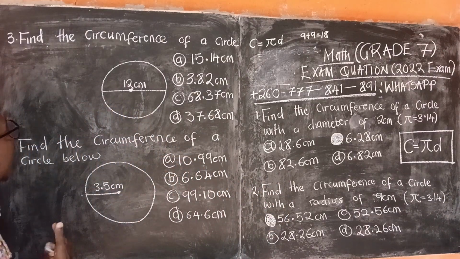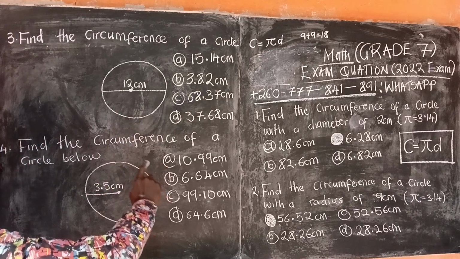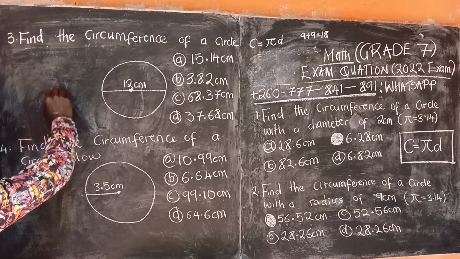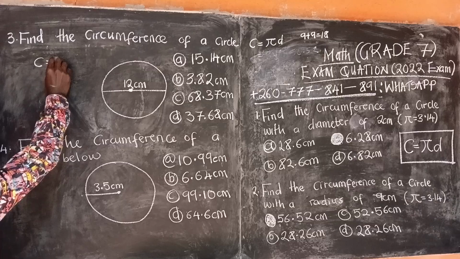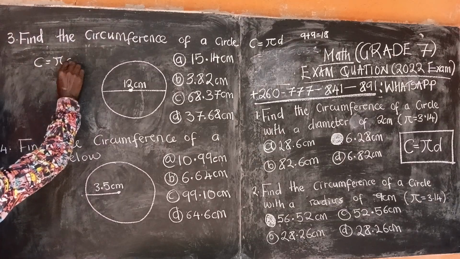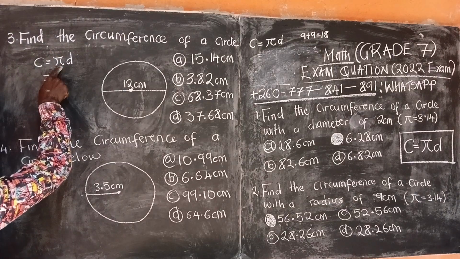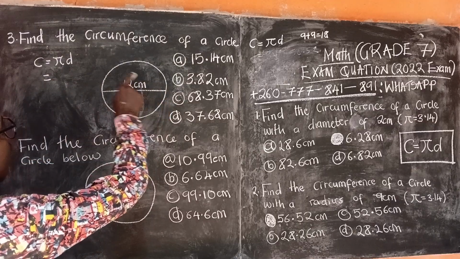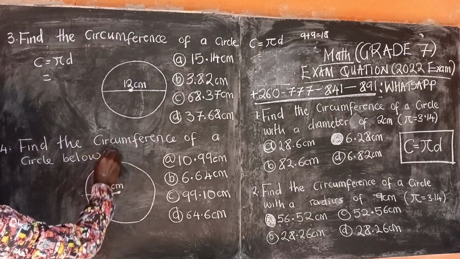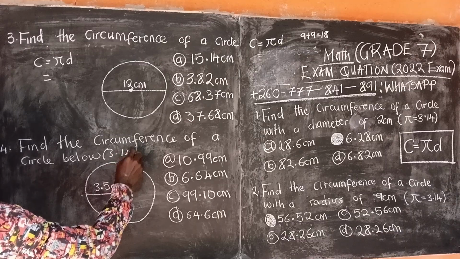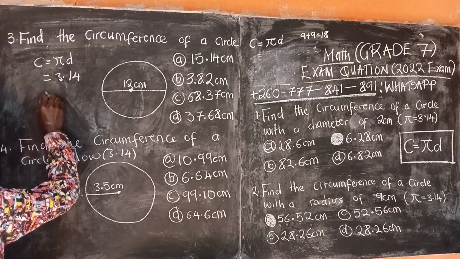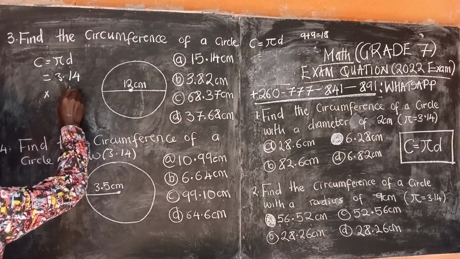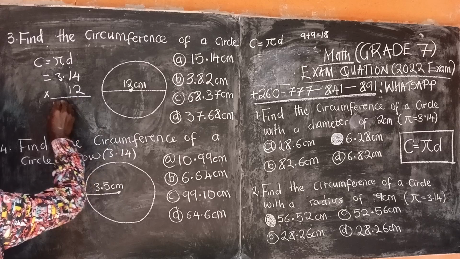Okay, so they're saying find the circumference of the circle where we are given this one. So I'm going to calculate using this other side where I'm going to say the circumference of the circle is equal to pi times diameter. Now what is our pi? They usually provide it, which is 3.14. Then what is our diameter in this case? They provided already 12, right? Okay, let us keep multiplying here.